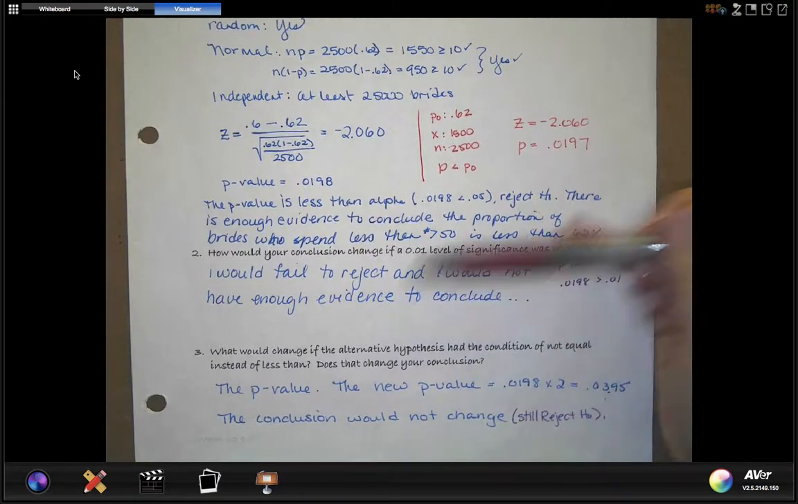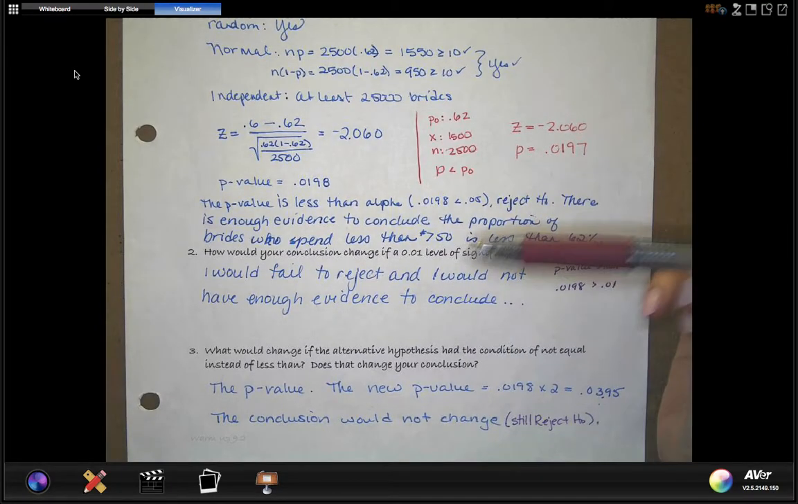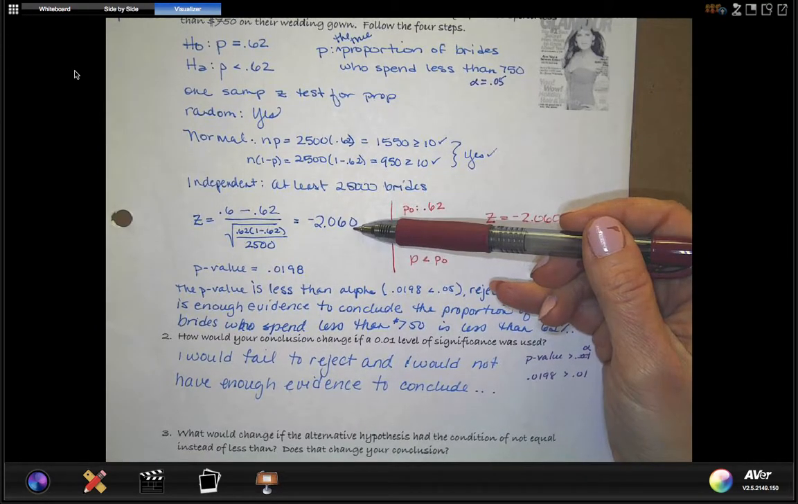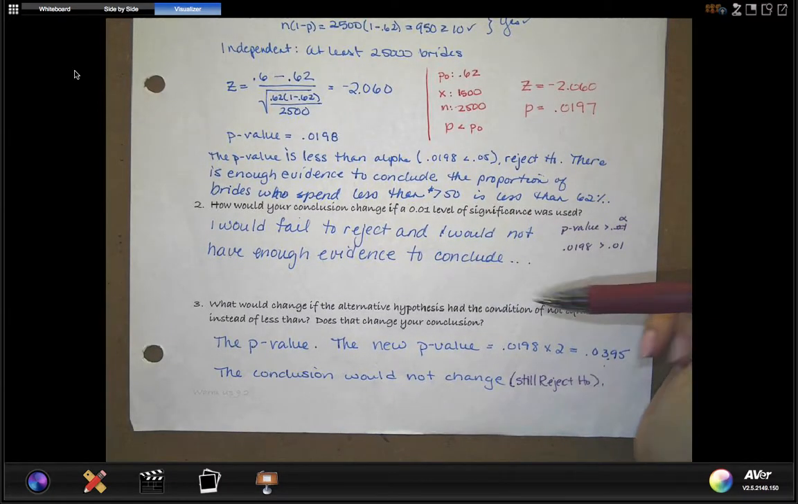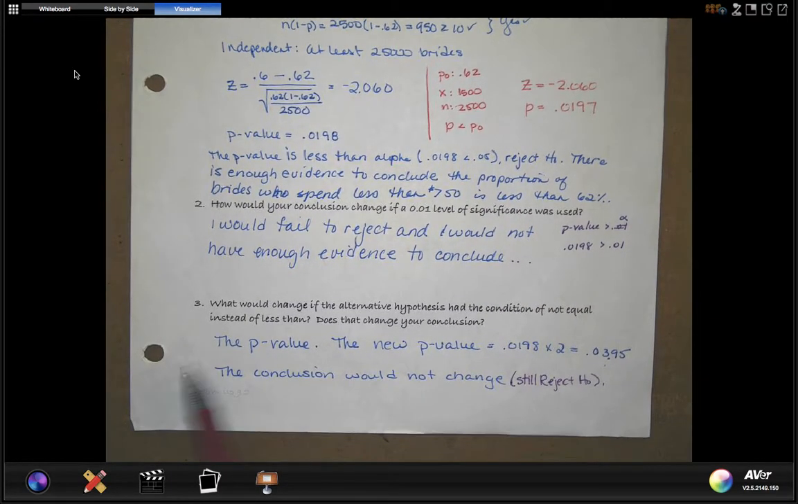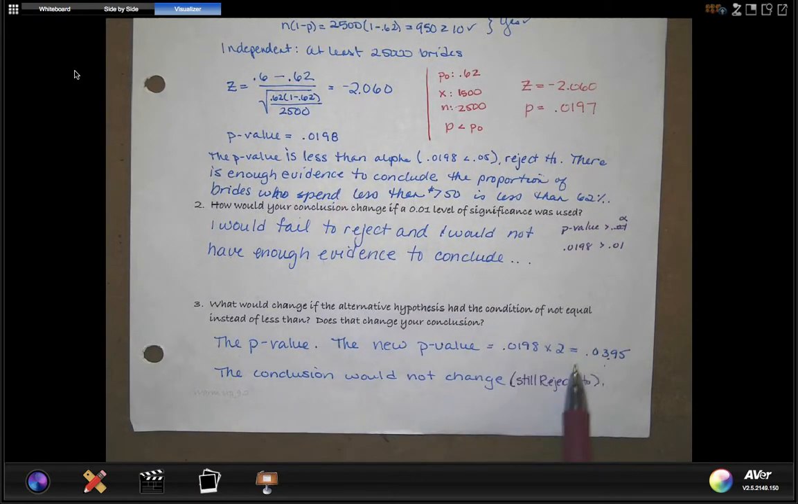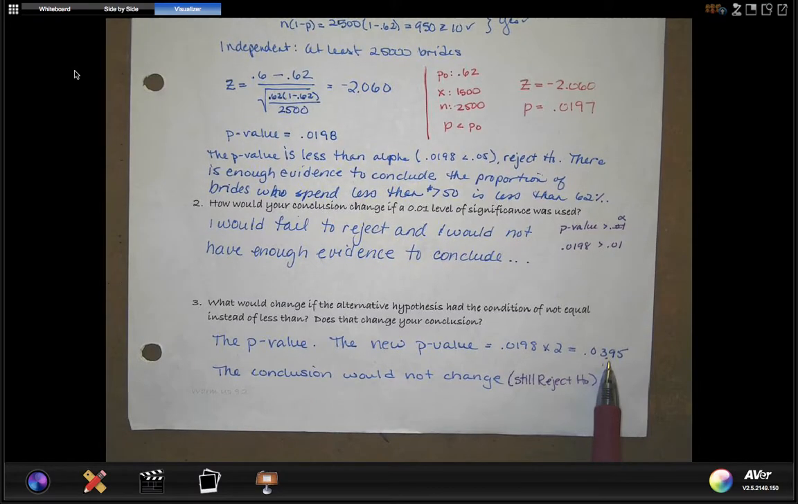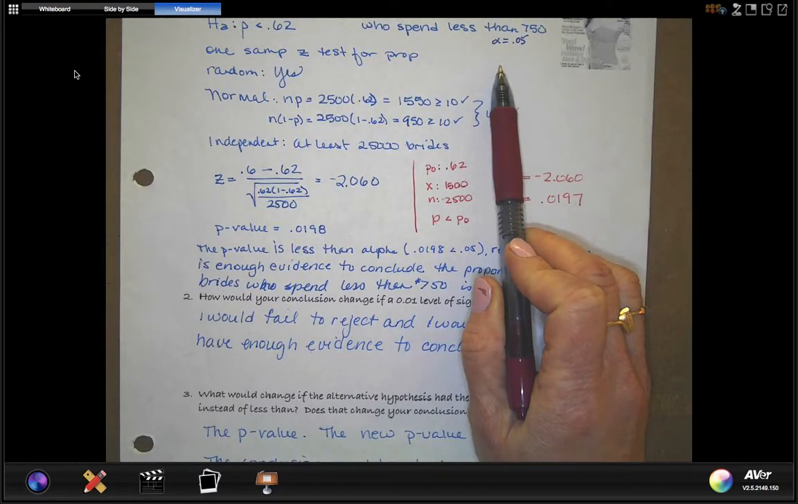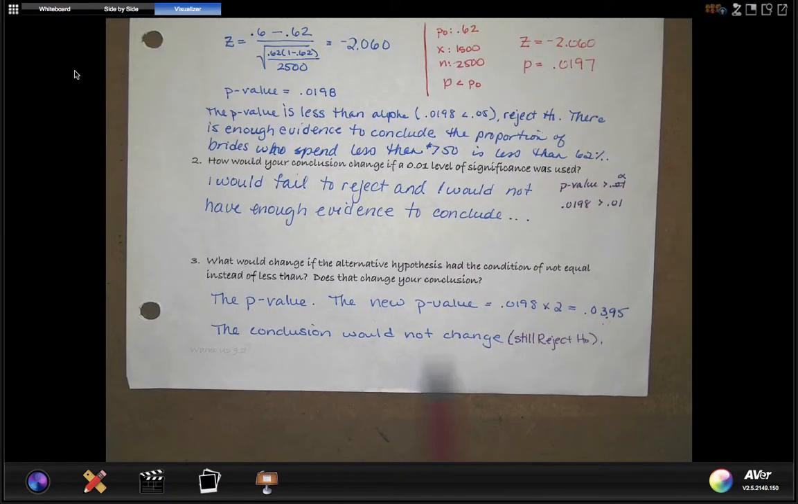If my HA had a not equal in it, this number would still be the same, but my p-value would change because my p-value would have to be now in both tails. So I would double that original one and come up with this number, but this number is still going to be less than my alpha of 0.05, so the conclusion would not change. I'd still reject H0. Okay?